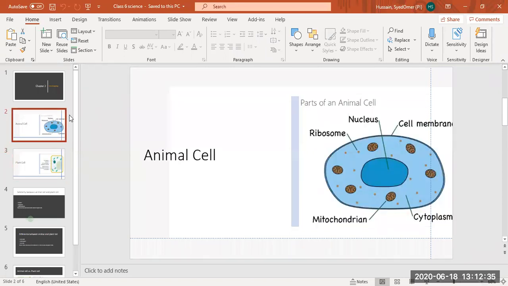It controls the activity of the cell, and it is present in both plant cell and an animal cell. It means that this is the similarity between an animal cell and a plant cell, that a nucleus is present in both animal cell versus plant cell. Next part we are going to study is cytoplasm. Now you can see that this light color is cytoplasm. Means to say that cytoplasm is present in an animal cell.